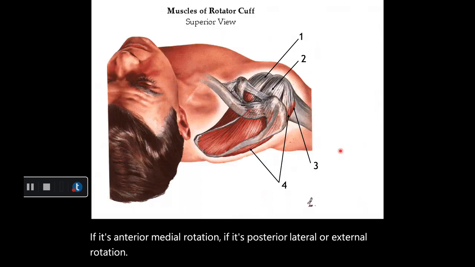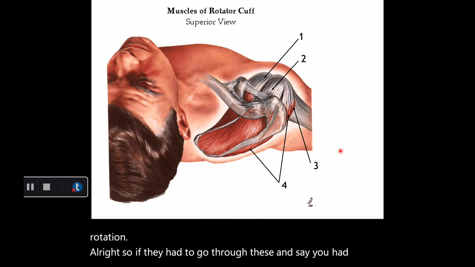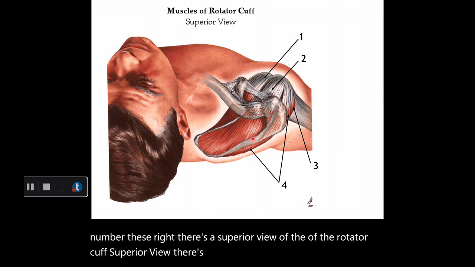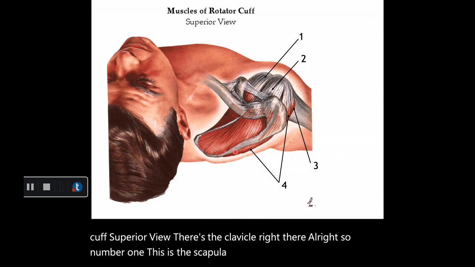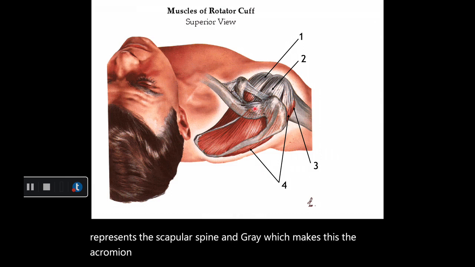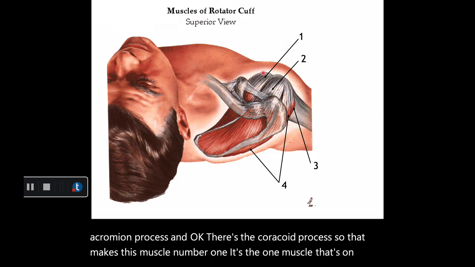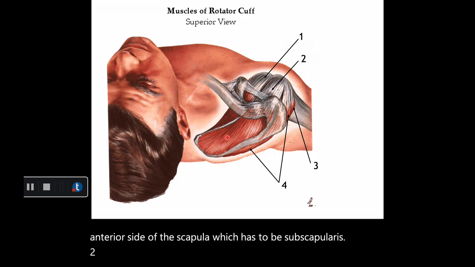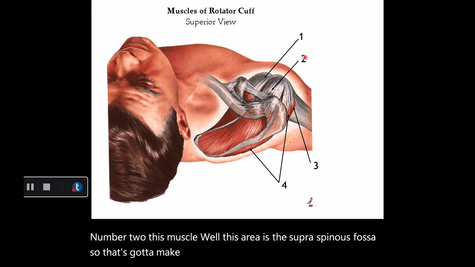All right, so if you had to go through these and number these, there's a superior view of the muscles of the rotator cuff. Superior view. There's the clavicle right there. So number one, this is the scapula, right? And this little feature right here represents the scapular spine in gray, which makes this the acromion process. And there's the coracoid process. So that makes this muscle number one. It's the one muscle that's on the anterior side of the scapula, which has to be subscapularis. Number two, this area is the supraspinous fossa, so that's got to make this the supraspinatus.